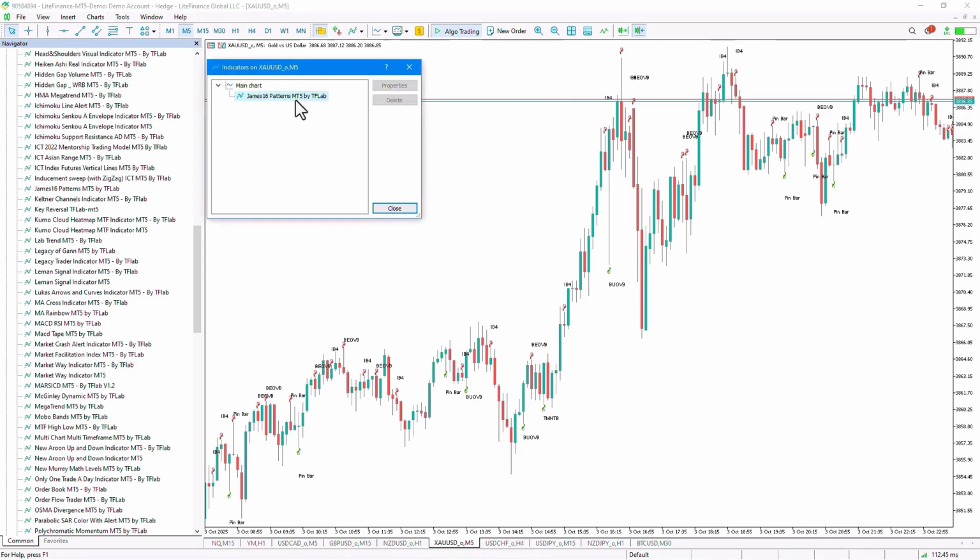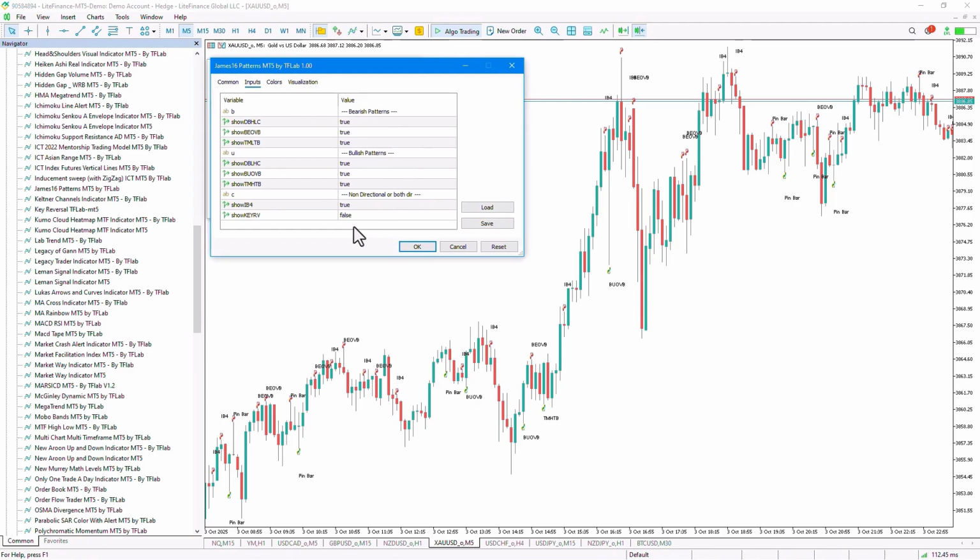In the Settings section, under the Input tab, there are options available for us. In the first part, we can enable or disable the bearish pattern. In the second part, we can enable or disable the bullish pattern. And finally, in the third part, we can enable or disable the neutral pattern or both directions here.